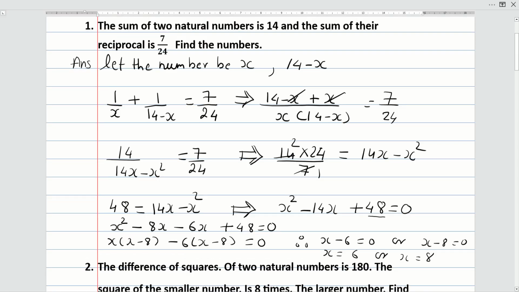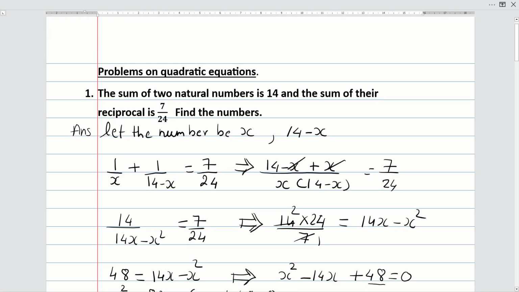Kindly go through all the solved examples from the book. All the best. In the next class, I will solve with you all the other word problems which will be helpful to you. Let me tell you in one go, word problems are not so easy to understand. But once you practice, as you know, practice makes a man perfect.